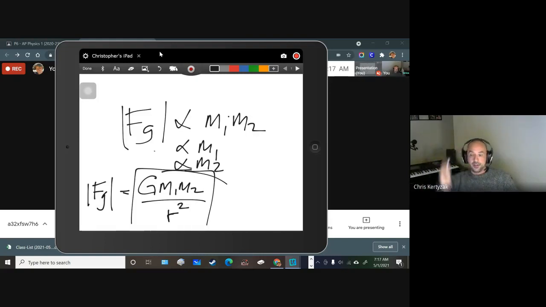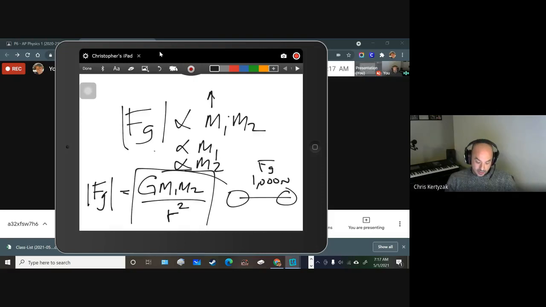So what about if you start with 2 objects some distance apart, and the gravitational force between them is 1,000 newtons. Then moments later, mass 1 doubles and mass 2 doubles. What is the new gravitational force? The distance isn't changing, but M1 and M2 are doubled.